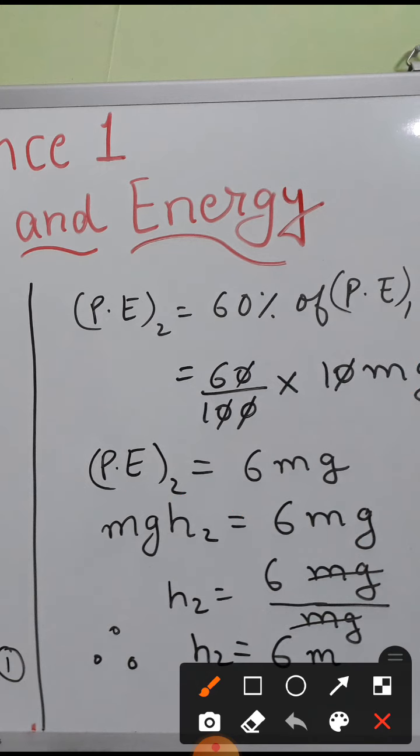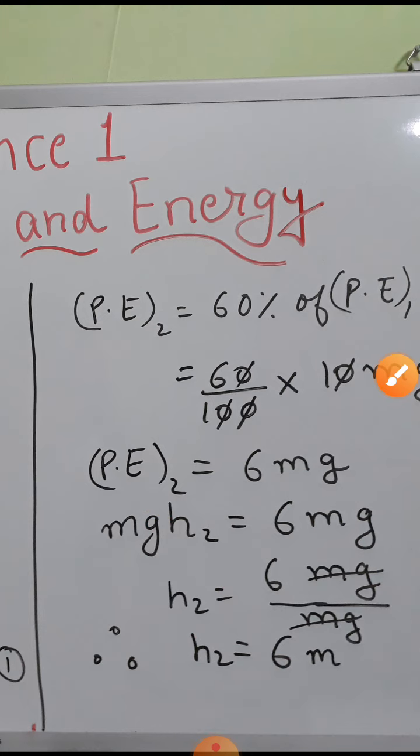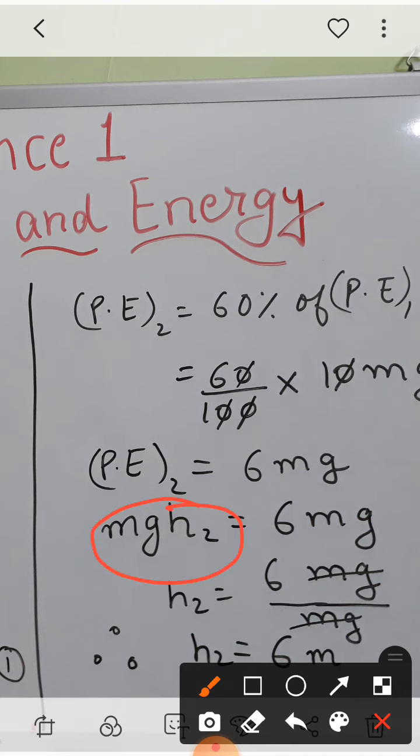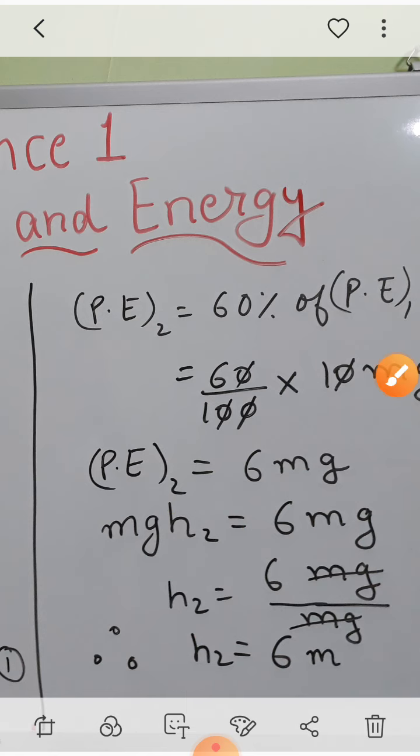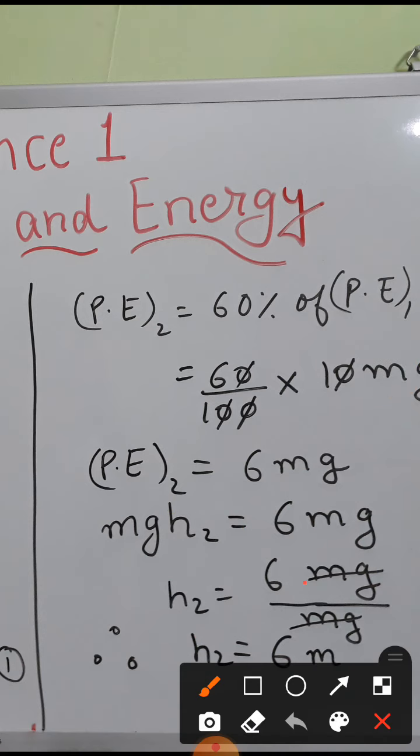Now you can see left hand side and right hand side. What we have to find? We have to find h2 only. So you can take this mg on the other side. So it will go in division form, because it is in multiplication form on the left side. So when it goes on the right side, it will go in the division form. So this mg will get cancelled.